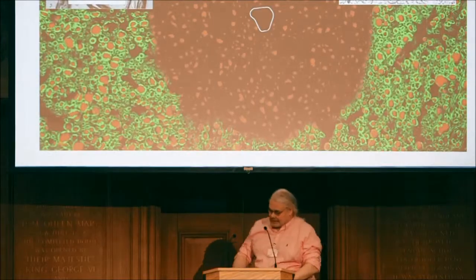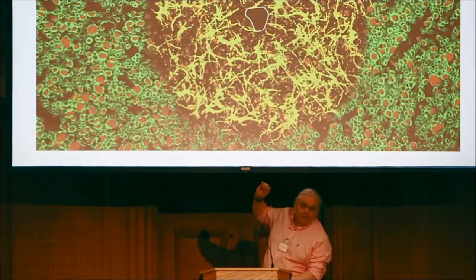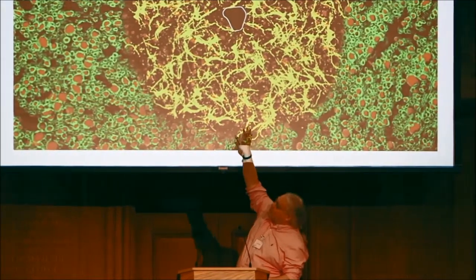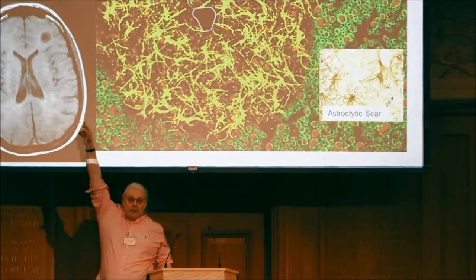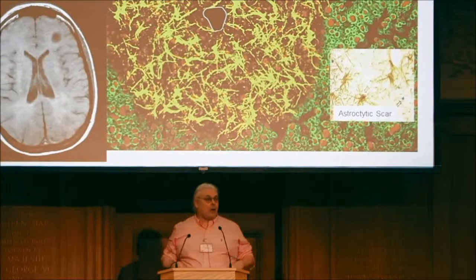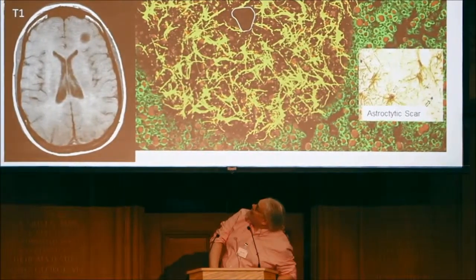Now, there are different things that can happen after this. One thing is that it doesn't repair, and it scars, and there's a cell called the astrocyte, in yellow, which makes the scar, and that's called sclerosis, and that's why MS is called multiple sclerosis, because you have multiple scars. Now, here in this T1 image, you can see that black blob. That's called a T1 black hole, which is suggestive of an old lesion.